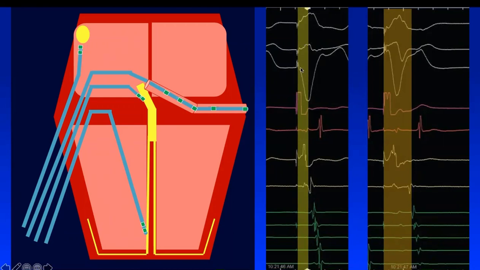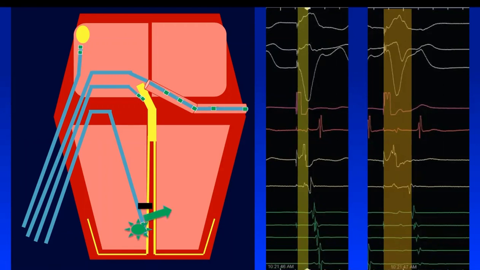So sometimes what happens here, as you mentioned, in the drive train the V to the A was actually longer with the extra. So what happened with the extra? We paced, but the refractory period of the right bundle is usually longer than the left bundle, and we could actually block at the right bundle.